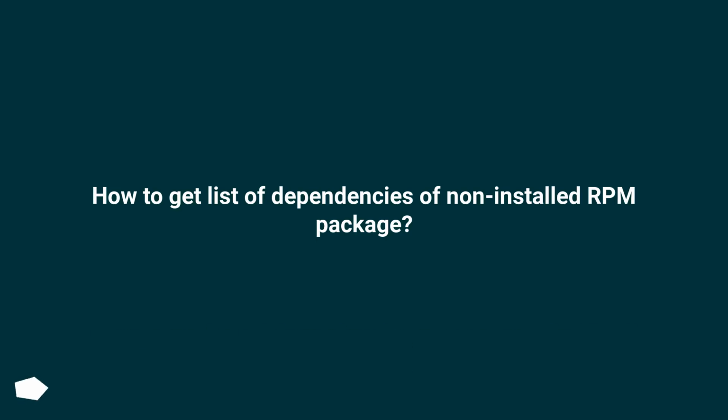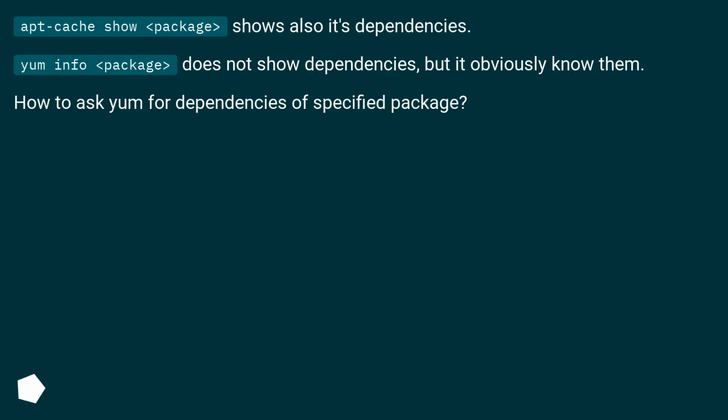How to get a list of dependencies of a non-installed RPM package? apt-cache show <package> shows also its dependencies. yum info <package> does not show dependencies, but it obviously knows them. How to ask yum for dependencies of a specified package?